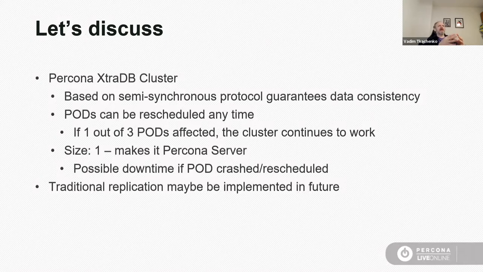What we have here? We have a Percona XtraDB Cluster, and we know that pods are easier because of Kubernetes, and because a database still happens, may crash, not by itself. And using a unique characteristic of Percona XtraDB Cluster, semi-synchronous replication, we guarantee data consistency and availability at a given point of time. You can choose size one instead of three, which basically will make it a deployment as a Percona Server, with the downside that if there is a pod crash at the schedule, there will be downtime for your application. And we might look to implement a more traditional replication maybe in future.